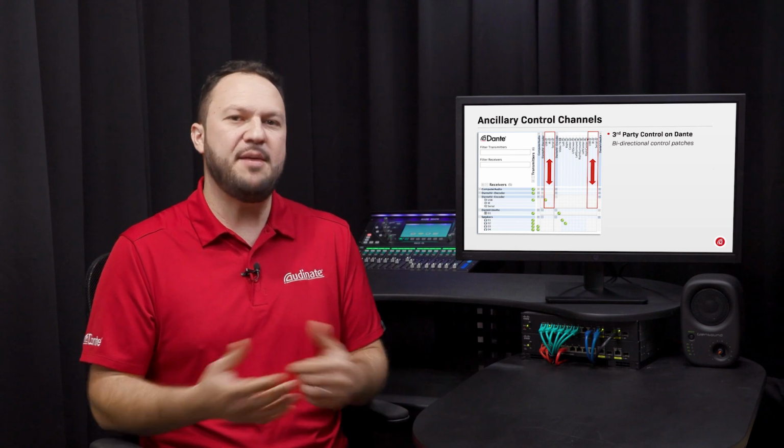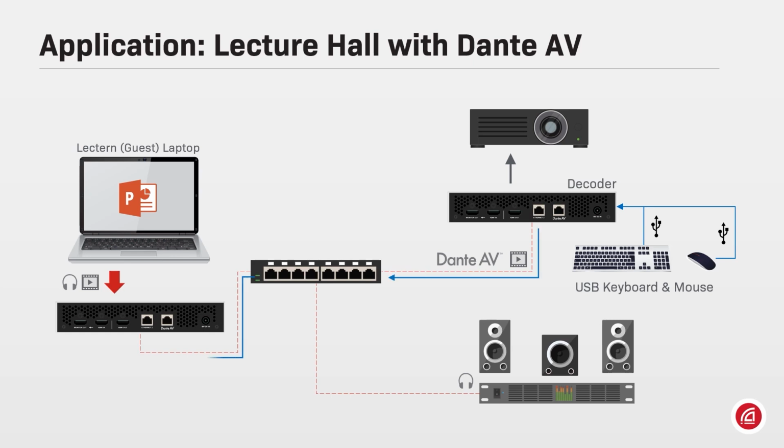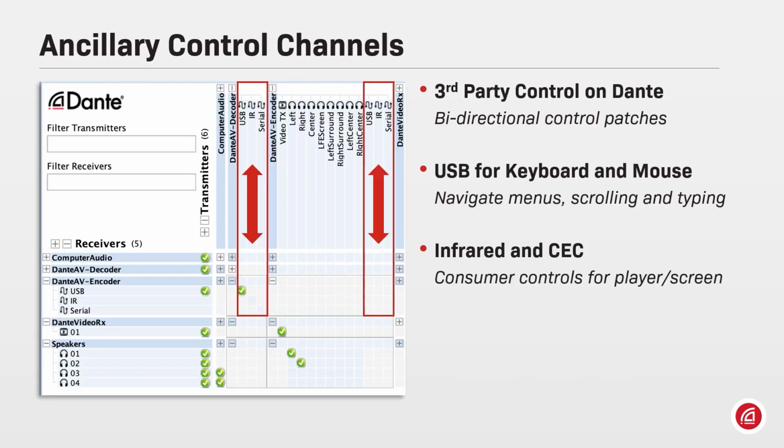With such a freedom of control, you can connect a keyboard and mouse to a Dante AV decoder and have them controlling the devices connected to the Dante AV encoder, on the other side of the campus or the building. With the provided infrared and CEC controls, consumer electronic commands can be used to control devices on the other end of the campus. RS-232 and 422 strings are also supported to control major Pro AV devices on the market.